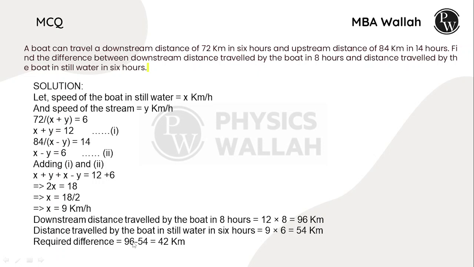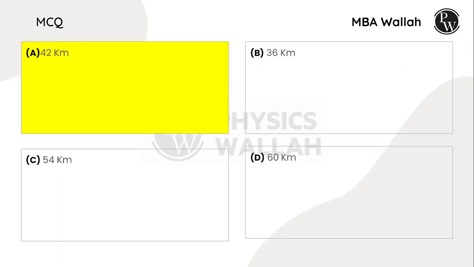So the required difference is 96 minus 54, which is 42 kilometer. Hence option A, 42 kilometer is the correct answer.